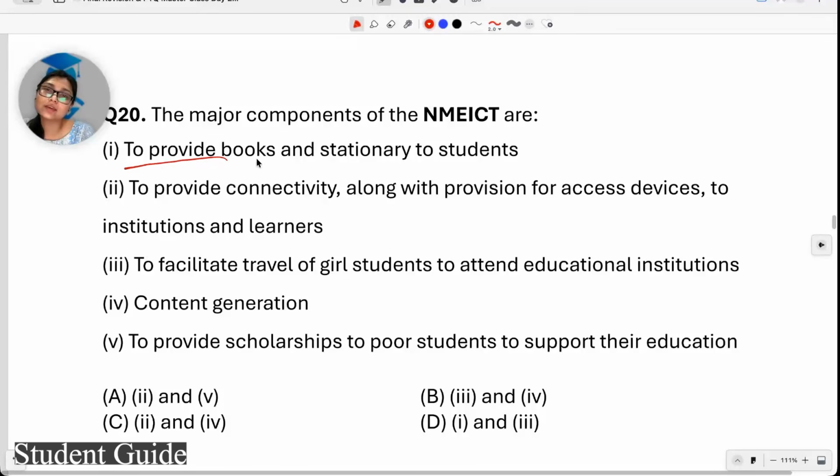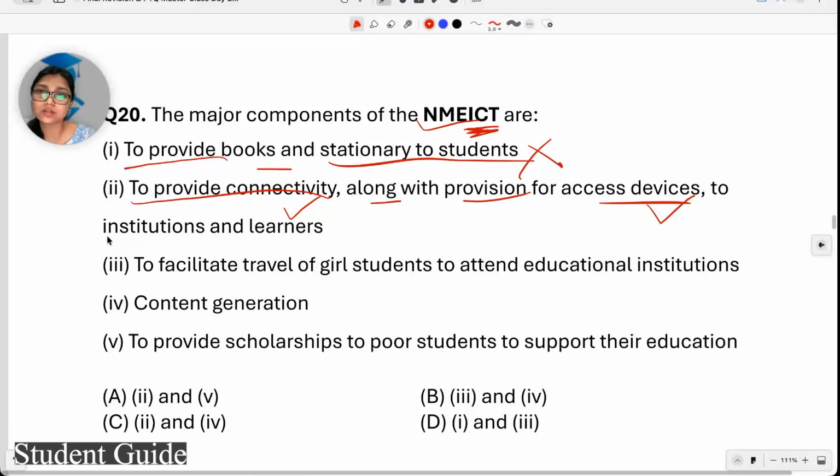First one is to provide books and stationery items to the student. Okay, we can check it later, but I don't think so. NMEICT provides books or stationery items? As you know, it is written ICT, so it never provides books or stationery items to the students. So this is wrong. Now we can go to the next option. It is asking to provide connectivity, which is correct, along with provision to access devices, which is also correct, to the institutions and learners. Okay, option number 2 is correct.